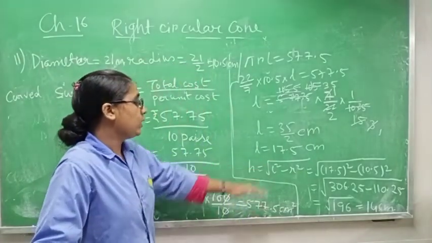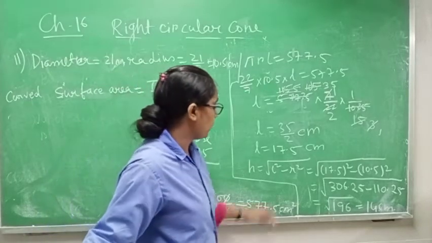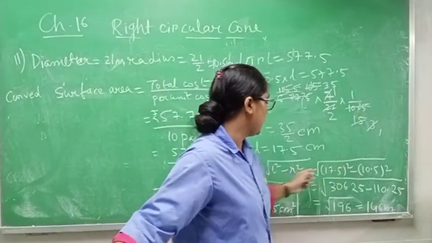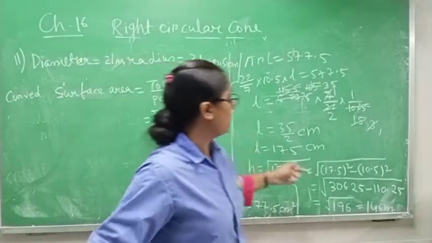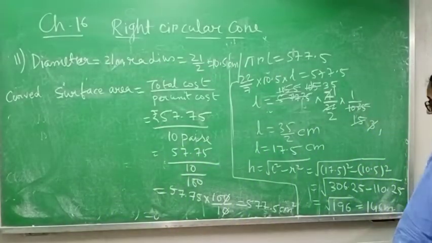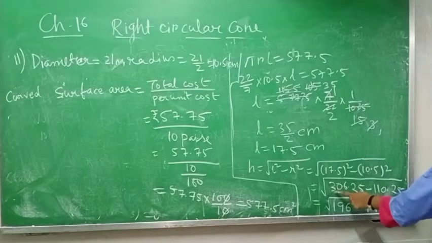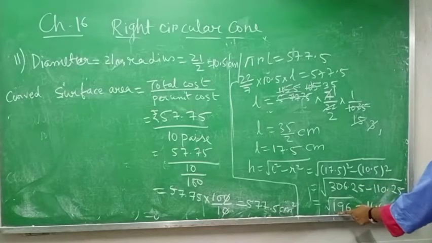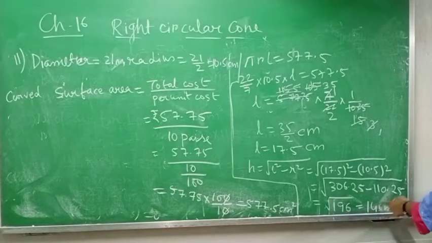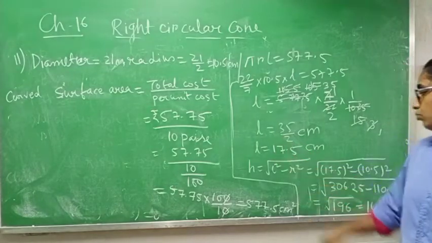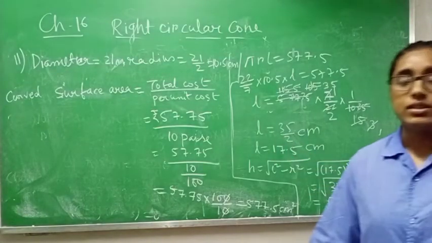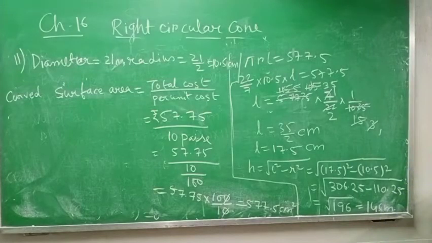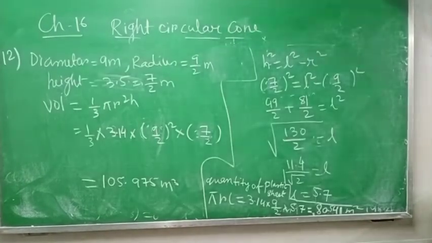Okay. Now height equals to root over L square minus R square. L is 17.5 whole square, R is 10.5 whole square. When you will do whole square, the same thing you have done, you are getting 306.25. 10.5 square will give you 110.25. Then you will subtract, you will get root over 196 and root of 196 is 14 centimeter. Means in answer you will write slant height is 17.5 and height is 14 centimeter. Okay, copy this one.